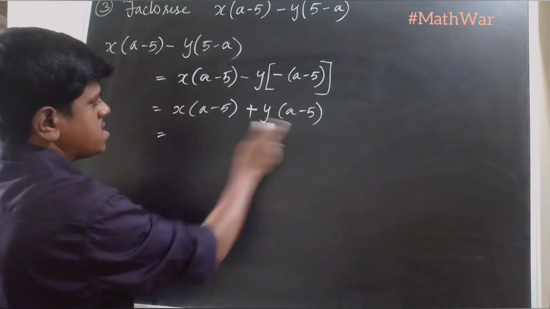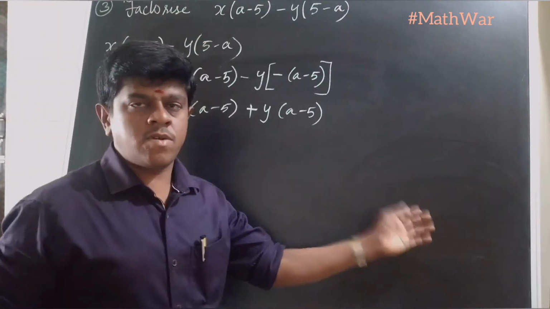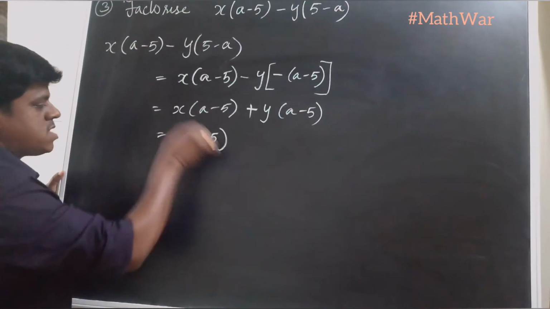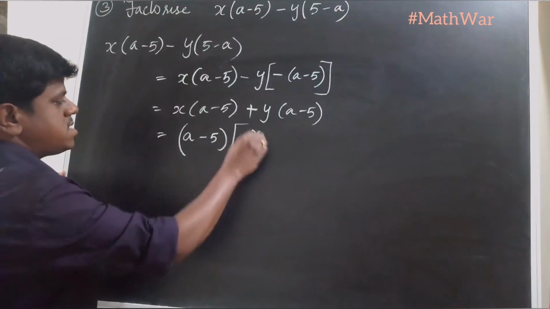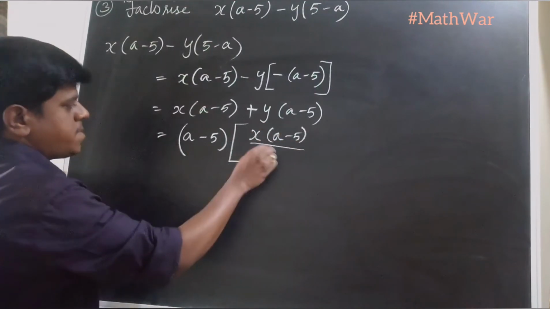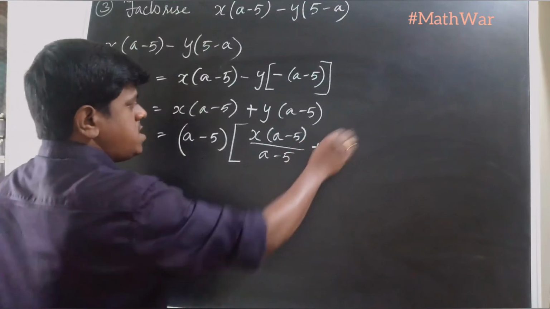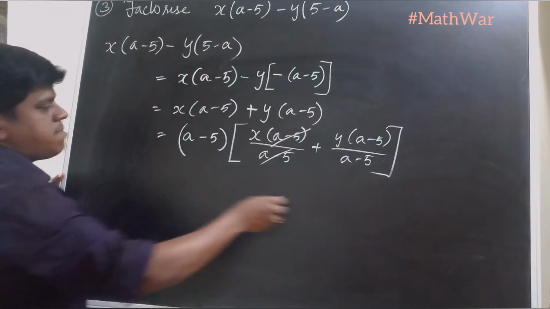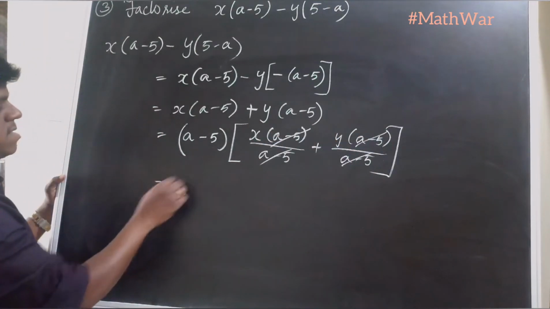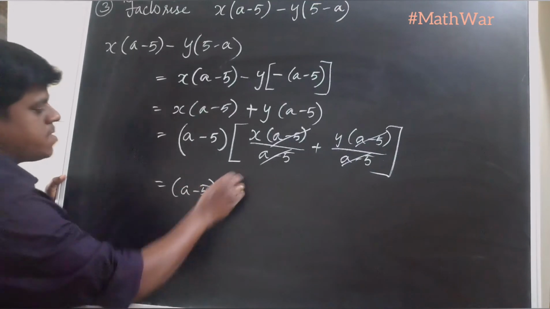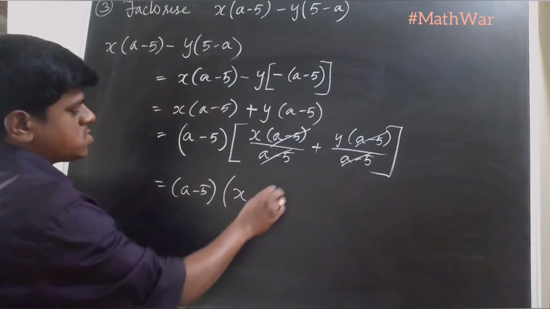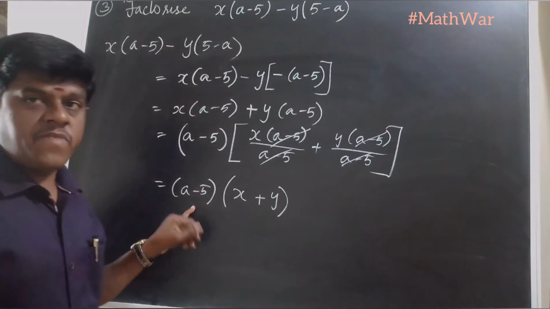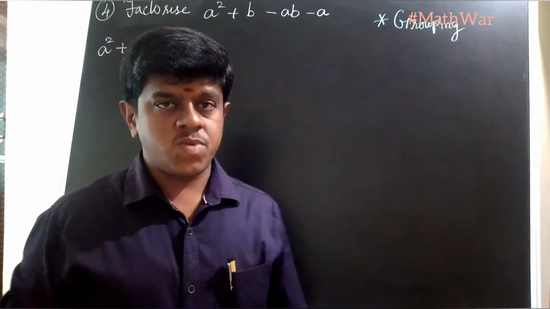Now a minus 5 is common. We don't want to go for HCF and all. Directly we can understand a minus 5 is common. By taking that a minus 5 outside, what will happen? x into a minus 5 divided by a minus 5 plus y into a minus 5 divided by a minus 5 will be there. Now a minus 5, again a minus 5 will get cancelled. That is a minus 5 into, inside it will be x plus y. If we factorize x into a minus 5 minus y into 5 minus a, the answer is a minus 5 into x plus y. We will go with the next question.